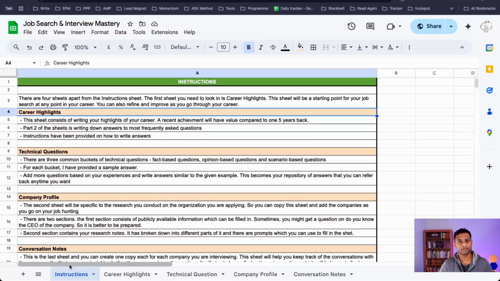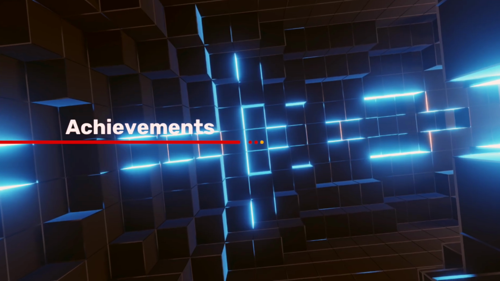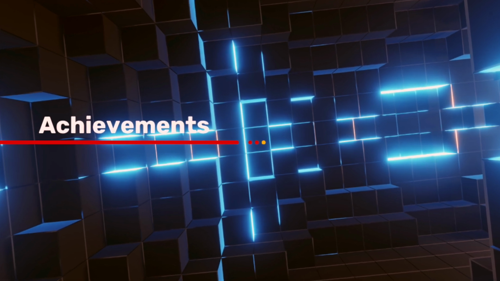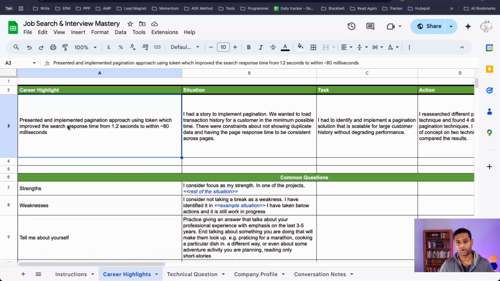Now I'll go through each of these sections and explain what they are for. I've given a brief summary overview so that again you can remember and refer to it at any point of time. So the first one is career highlight. This is something that you put on your resume, saying that you have achieved this. These are basically your achievements. So when you put a bulleted point in achievements, there is a lot of story underneath, and the interviewer will be curious about what you actually did.